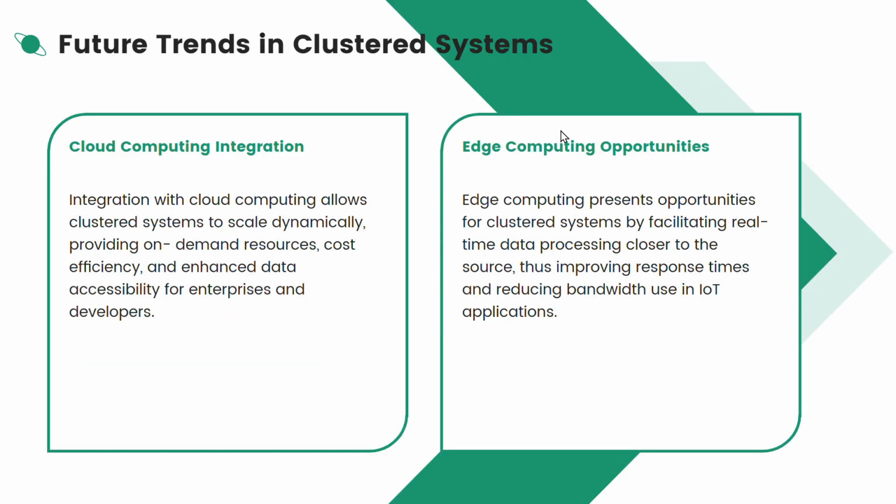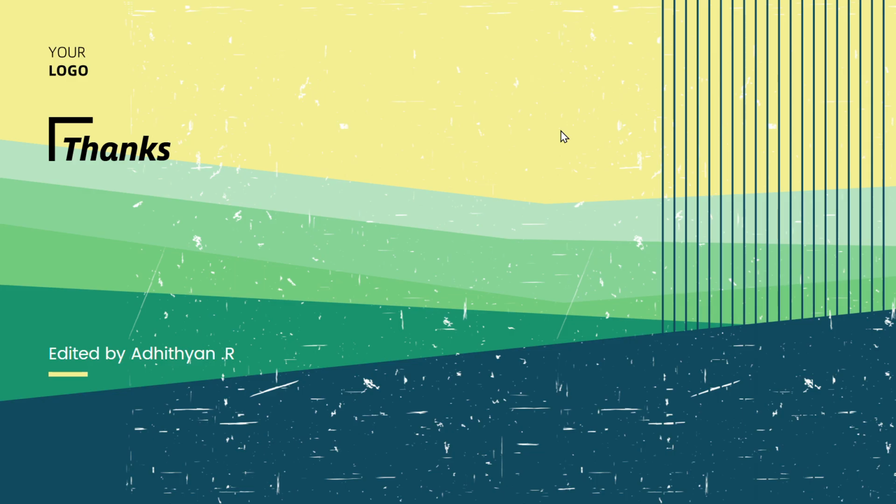Future trends in clustered systems. Cloud computing integration. Integration with cloud computing allows clustered systems to scale dynamically, providing on-demand resources, cost efficiency, and enhanced data accessibility for enterprises and developers. Edge computing opportunities. Edge computing presents opportunities for clustered systems by facilitating real-time data processing closer to the source, thus improving response times and reducing bandwidth use in IoT applications.